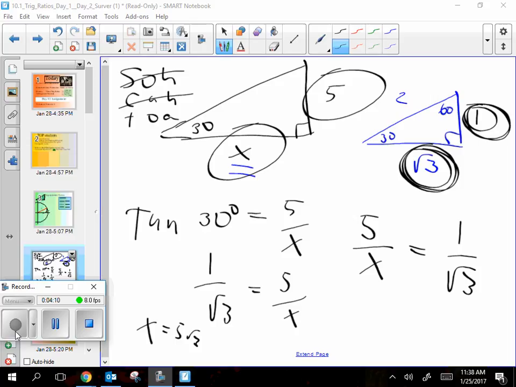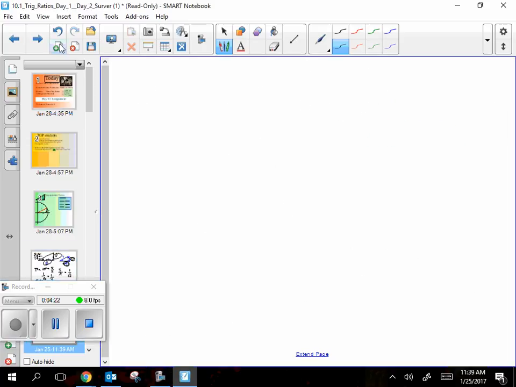Okay, so there's 2 ways to do it. And there's more. You could have done it a gajillion ways, but I wanted to make sure you knew a trig way and a not trig way. Okay, so next step is, what if you know only part of a side?